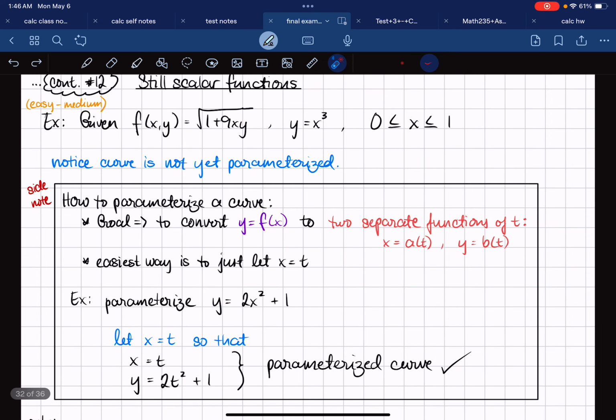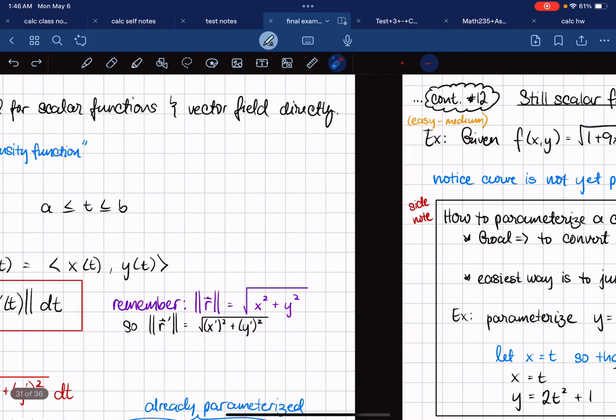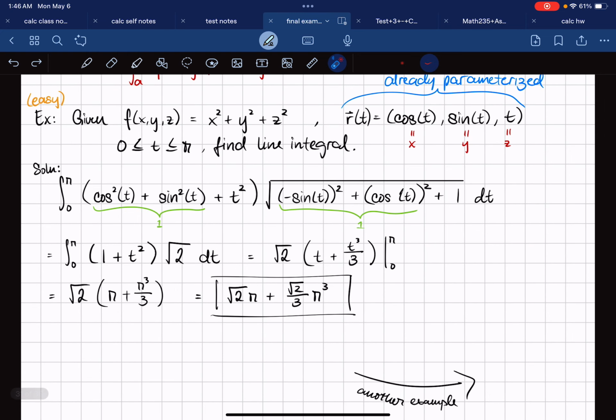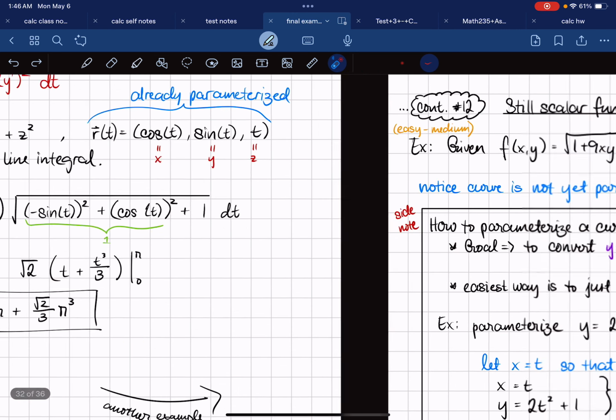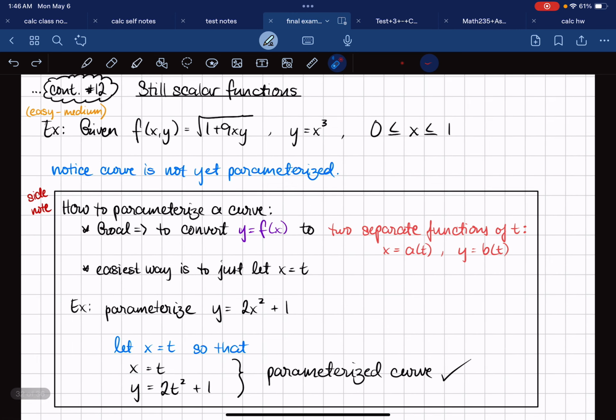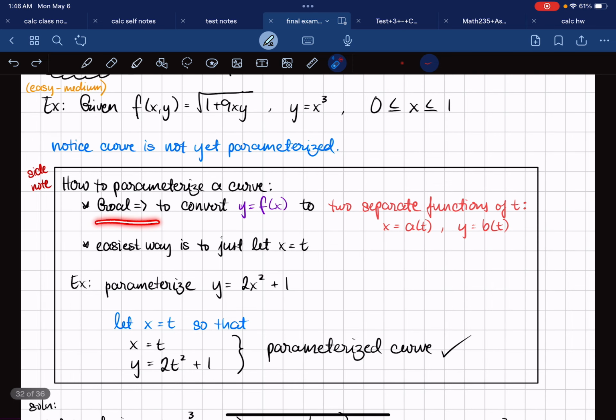One thing about these scalar functions, like this problem, is you want everything to be with respect to t. That's why you substituted in the first place. You want everything to be with respect to t. So that's what we want to do here. That's the purpose of this. Our goal is to convert y of f of x, which in this particular problem is that, right, into two separate functions of t, which is x equals a of t and y equals b of t, so that we can substitute these values into our limit.